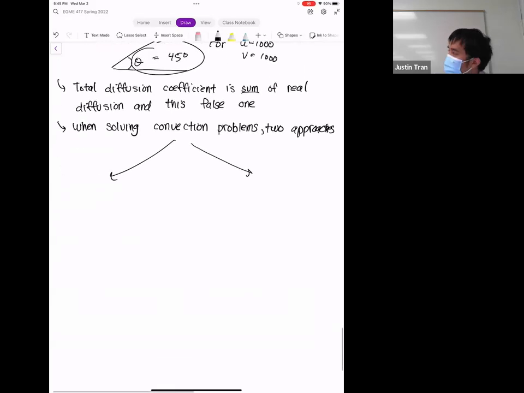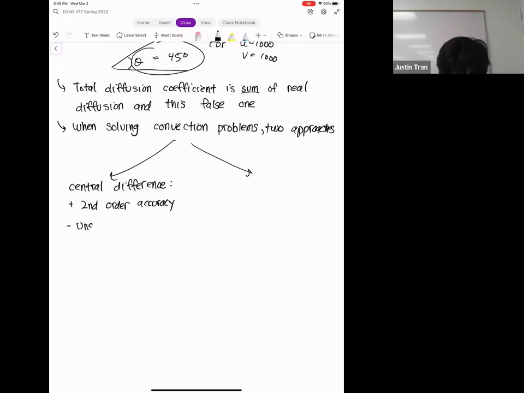On the one hand, if you want to go for pure accuracy, you can use central difference for everything. And so that includes the convection derivatives. The good thing about central differencing for the convection derivatives is that you obtain second order accuracy. Okay, so second order accurate is good. But the downside for central difference is that you run the risk of going unstable.